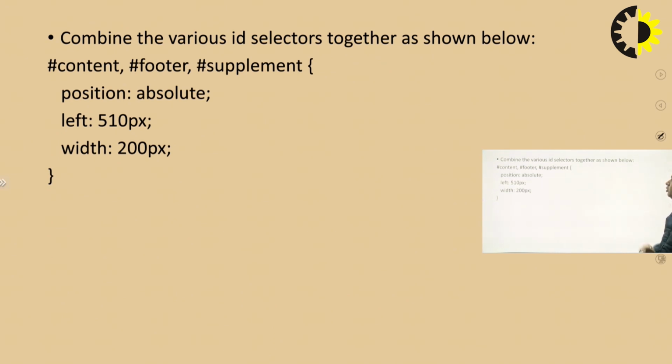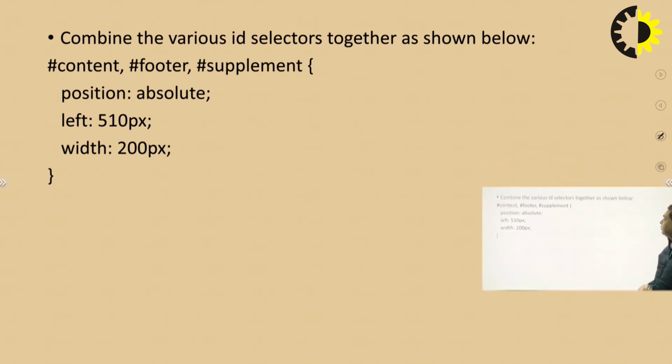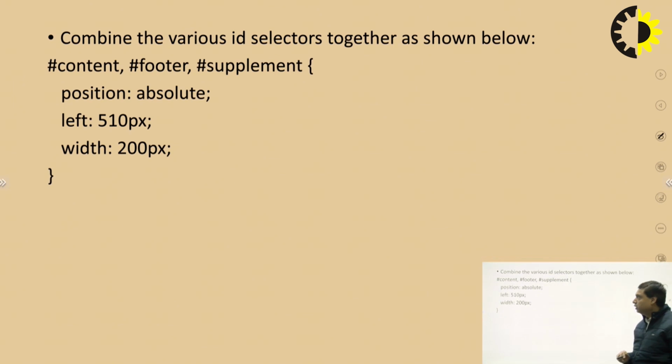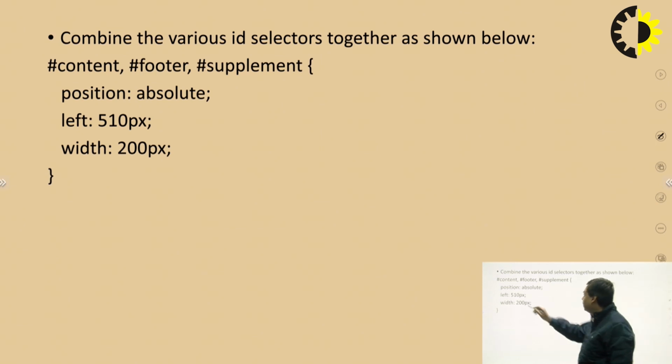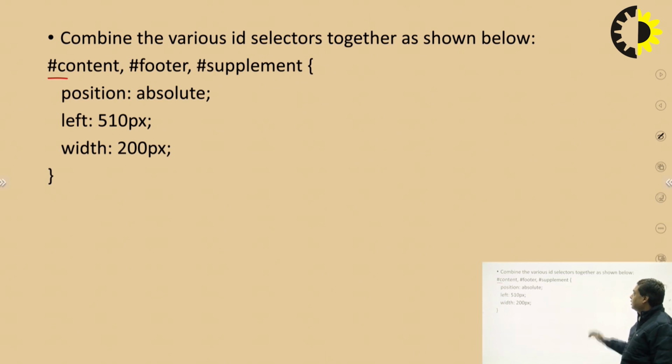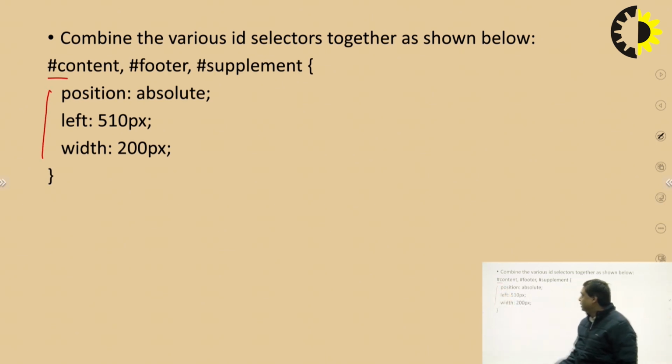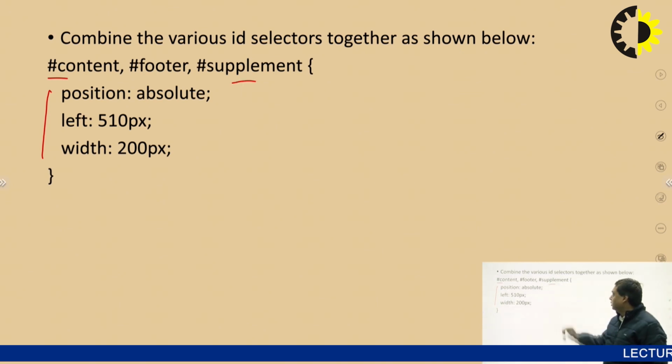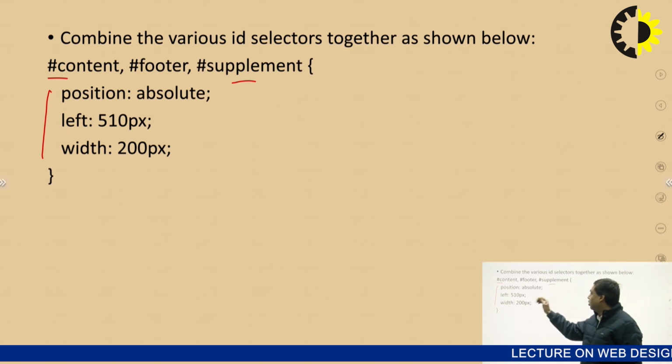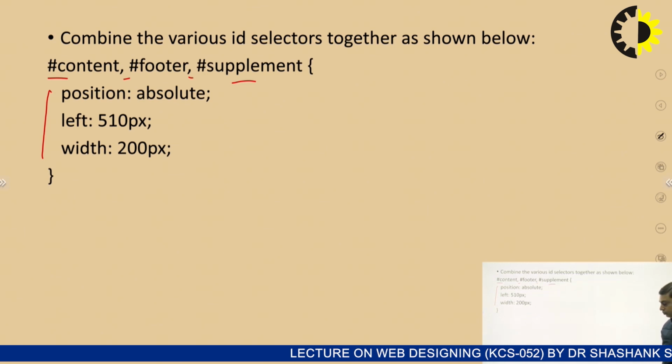Next, similarly you can group the ID selector also. You know very well, I am assuming you know basic CSS, that we can create an ID with the help of the hash symbol. This is the hash symbol, and three ID selectors are mentioned with the same CSS. So we are applying the same CSS on ID contain, ID footer and ID supplement, and we are grouping all three IDs with the help of the comma symbol.